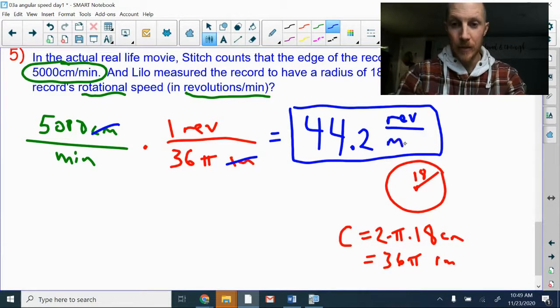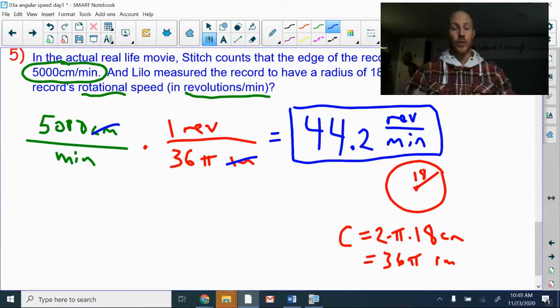44.2 revolutions per minute. Final answer. So thank you, Lilo and Stitch, for giving us an opportunity to do some important math.